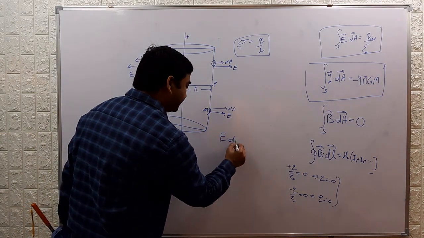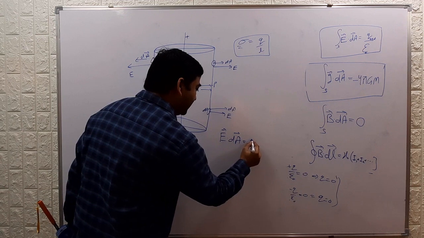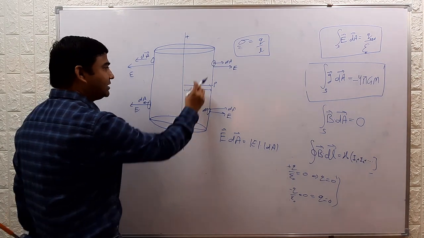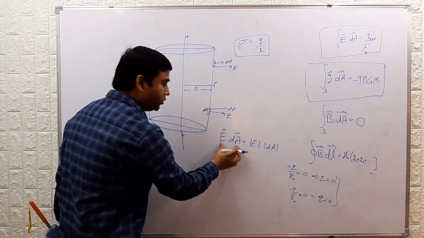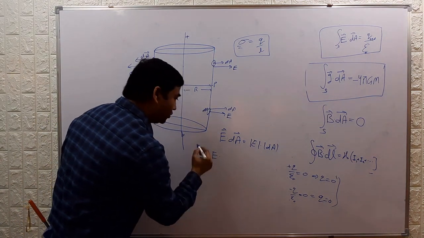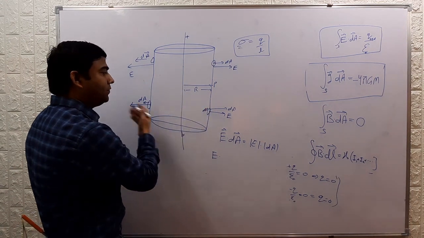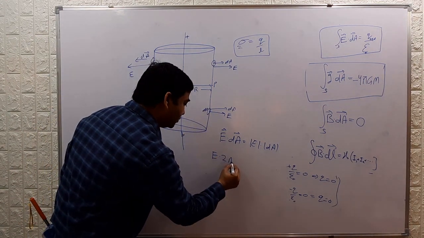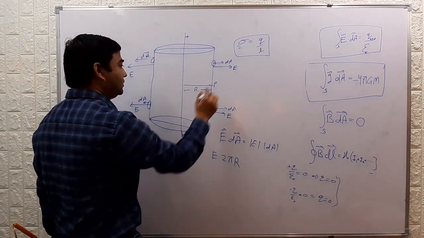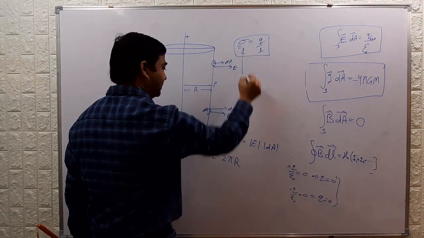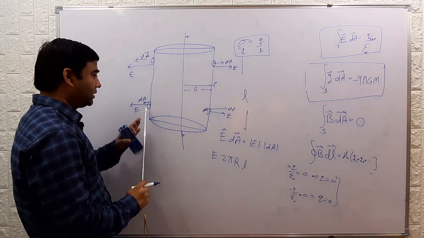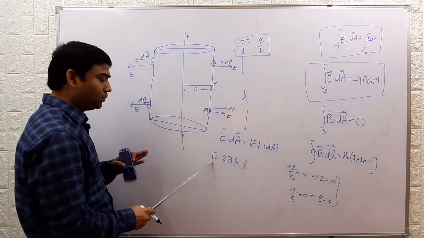E dot dA will be simply the magnitude of E times the magnitude of dA. So for all small parts, you carry out E dot dA on this curved surface. You will find it is E times the area of the curved surface, which is 2 pi r, where L is the length of this cylinder, so 2 pi r L. So the dot product over the curved area is E times 2 pi r L.